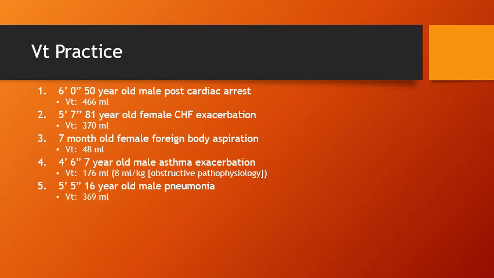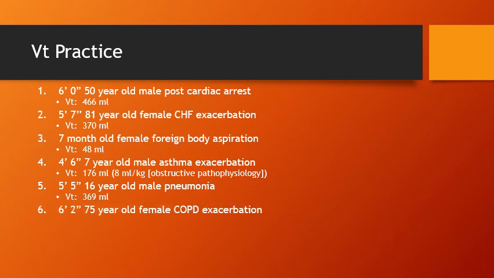Now this one may have been a little tricky because when you think of 16-year-old, you might think of a pediatric, but remember, anybody that is greater than puberty or taller than 5 foot, which this patient is, we're going to treat them as an adult. So we use their ideal body weight from earlier, multiply it by 6 milliliters per kilogram, giving us 369 milliliters for a tidal volume.